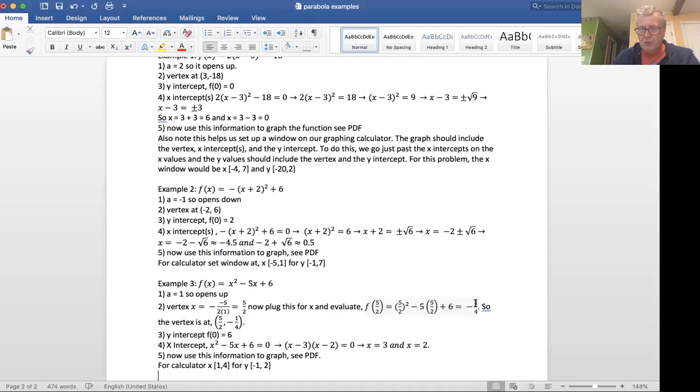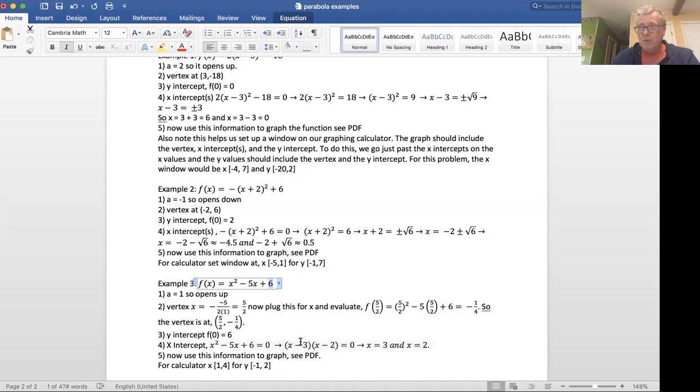Let your calculator do the work for you then. So the vertex is at 5/2, minus 1/4. The y-intercept is at 6. When I plug x equals 0 in, I get 6 because that drops out. That drops out. All we're left with is 6. And then the x-intercepts, I set the function equal to 0.